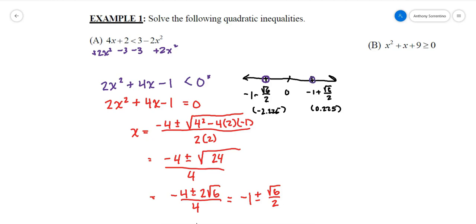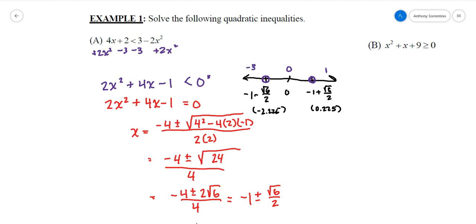Same thing here. Open dot. And I want to pick a value from each one of these subintervals. So I have 0 here. You might as well use it. It's already there. I'm going to pick 1 here. And here I'm going to pick negative 3.